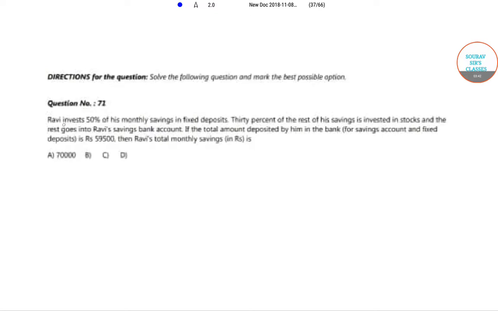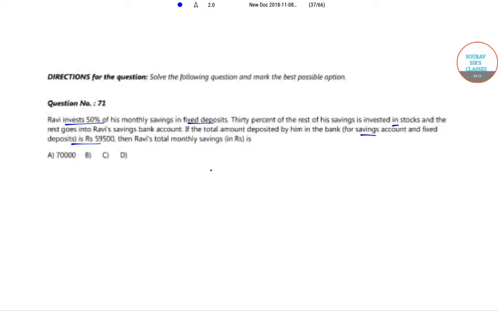The next question is, Ravi invests 50% of his monthly savings in fixed deposits. 30% of the rest of his savings is invested in stocks, and the rest goes into Ravi's savings bank account. If the total amount deposited by him in the bank savings account and fixed deposits is 59500, then Ravi's total monthly savings in rupees is.